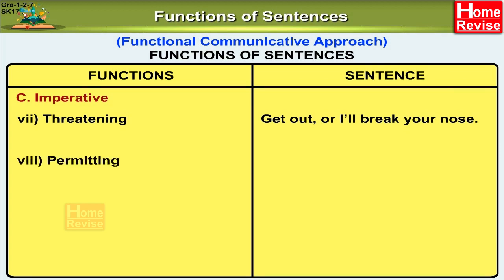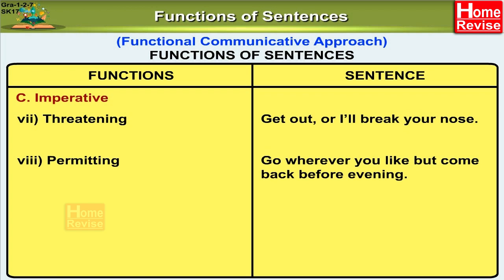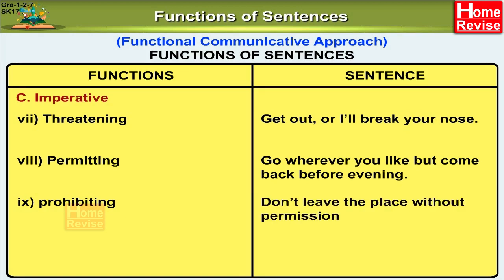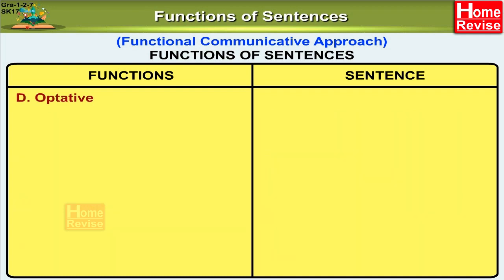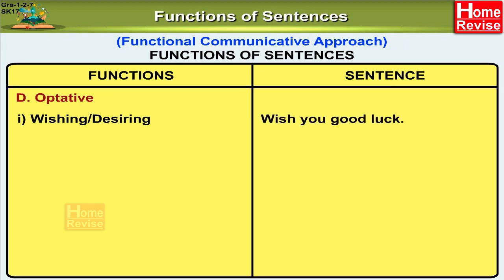Eighth, permitting. Go wherever you like, but come back before evening. Ninth, prohibiting. Don't leave the place without permission. 10th, reminding. Kindly remember the date and time of our meeting. D. Optative. First, wishing or desiring. Wish you good luck. Second, praying. May God bless you.